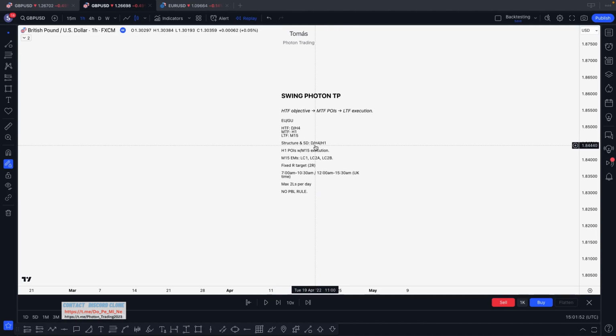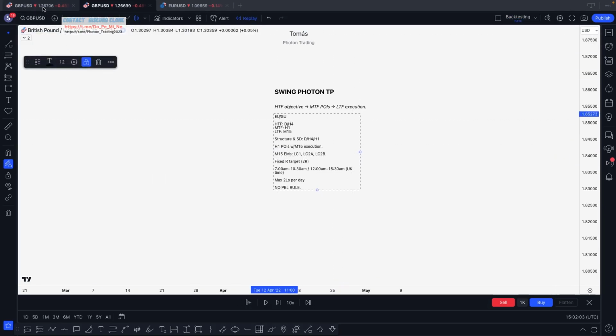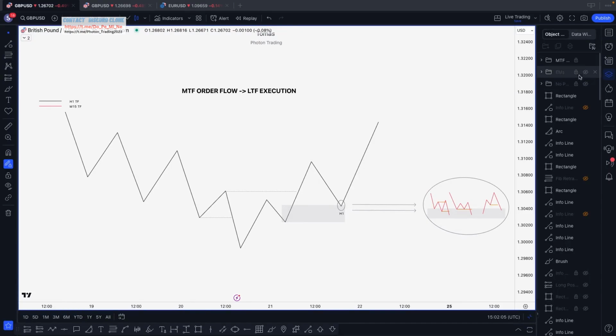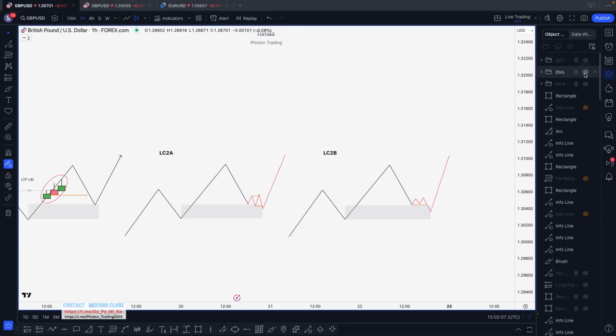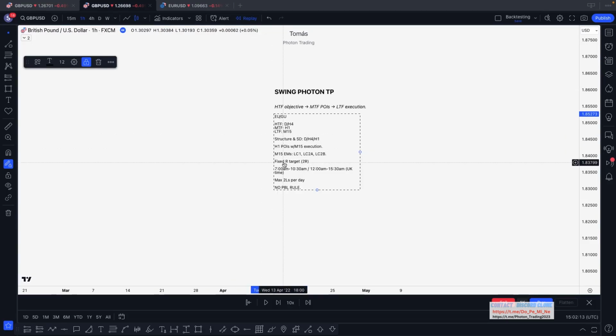Structure and supply and demand, the daily, H4 and H1. Again, I'm not using the M15 here. H1 POIs within M15 execution, where the majority of them is H1, but I'm happy to use a little bit of my experience and trade on H4 POIs, like I said. So M15 entry models for me are LC1, LC2A, LC2B.